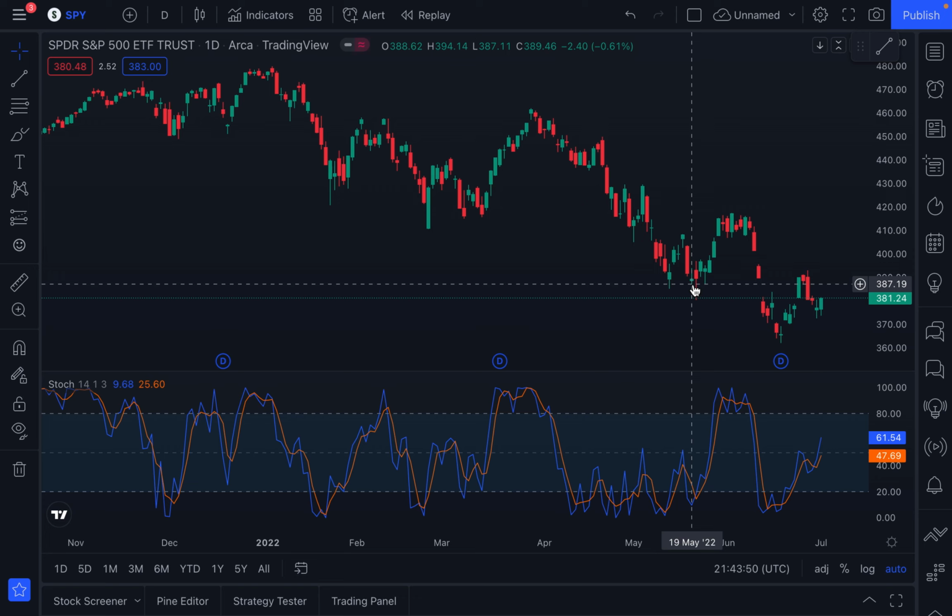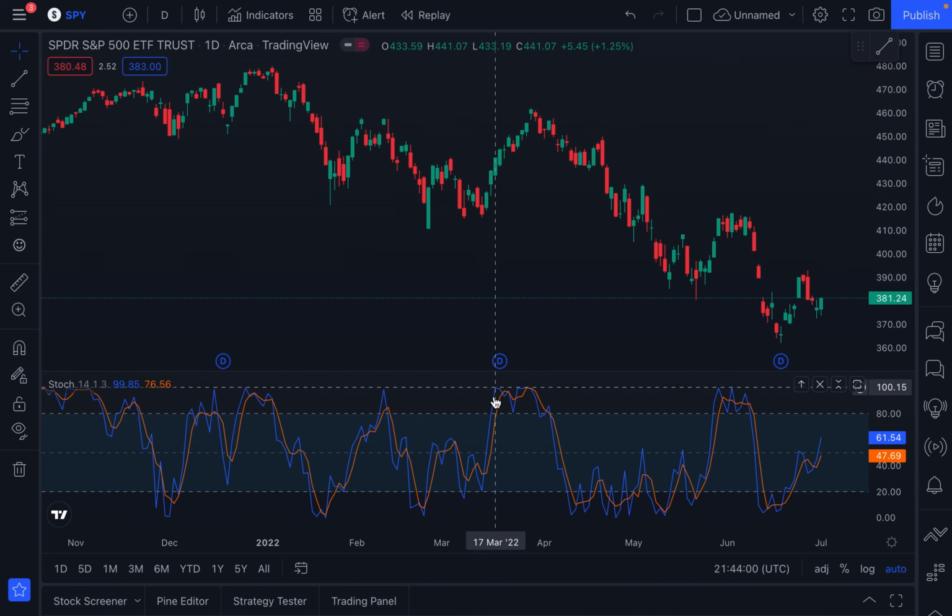So let me explain what I mean by this. As you can see here, the oscillator generally consists of two lines. We see two lines in this indicator: a blue line and an orange line. The blue line is the actual value of the stochastic oscillator. The orange line reflects the 3-day moving average for the stochastic oscillator.